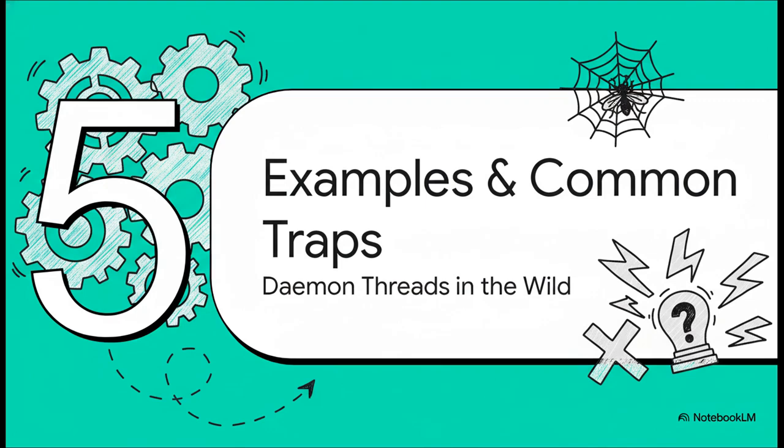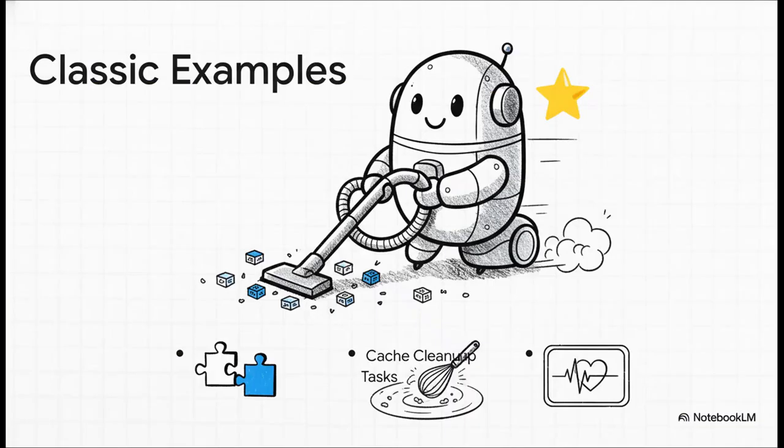Okay, mystery solved. Now let's look at where these silent servants actually show up in the real world, and a few common traps that developers often fall into. The funny thing is, you've been working with daemon threads this whole time, maybe without even knowing it. The most famous one is the garbage collector, always running in the background, cleaning up memory. It's the perfect example of a non-essential task. I mean, the JVM isn't going to wait around for a full GC cycle before it shuts down, right? This is the number one example to bring up in an interview, by the way.